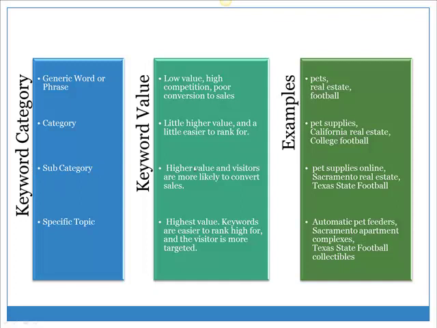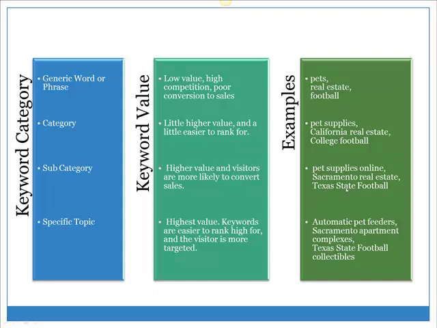Next would be your subcategories. Higher value, and visitors are more likely to convert to sales, because now they're starting to type in more specifically what they're looking for. Up here, if they're typing in these, they're not really sure what they're looking for. They've just got an interest in pets. They're not really ready to buy yet. Your subcategory ones would be like pet supplies online, pet supply products, maybe Sacramento real estate. So instead of just California, we're really narrowing it down. Maybe a certain state, Texas State football if you're into college football, instead of just all of them. Now you're starting to narrow it down.